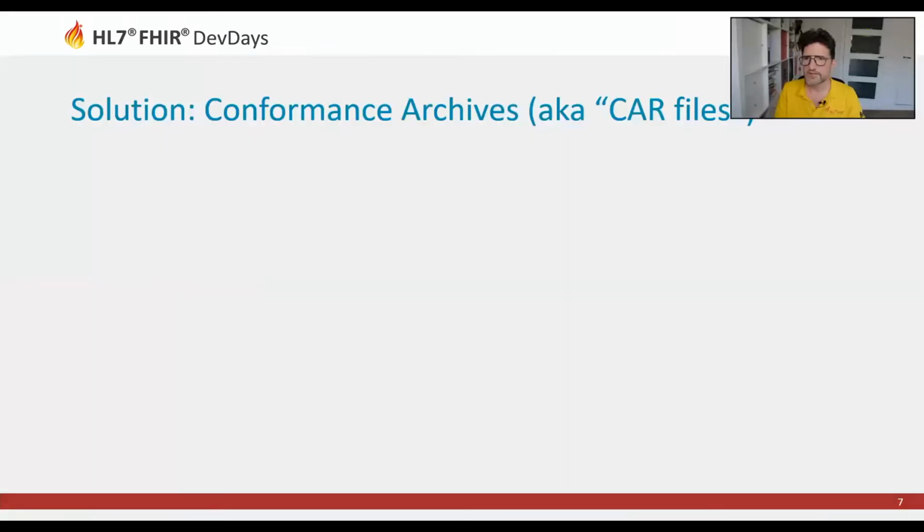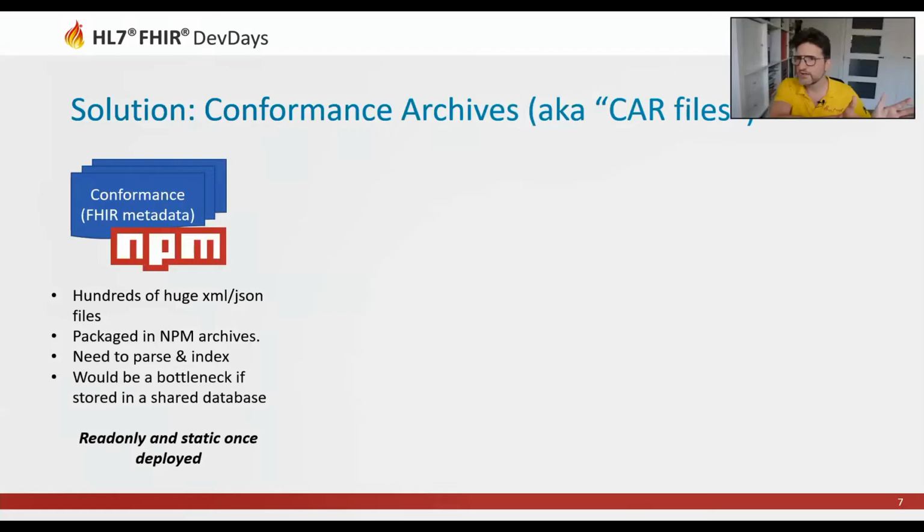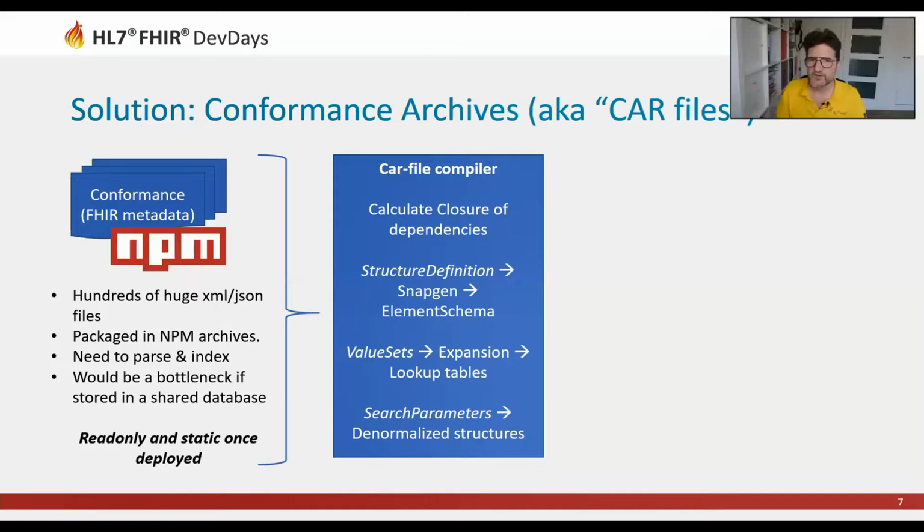Our solution is something we call Conformance Archives. And Conformance Archives are pre-compiled NPM packages. On the one hand, you have these NPM packages that are supplied by the spec. These are our inputs, one-on-one, we don't change them at all, containing all these huge XML and JSON files, and we take them apart. So we wrote a sort of compiler, we call it the CAR file compiler, the Conformance Archive compiler, and we calculate the closure of these NPM packages.